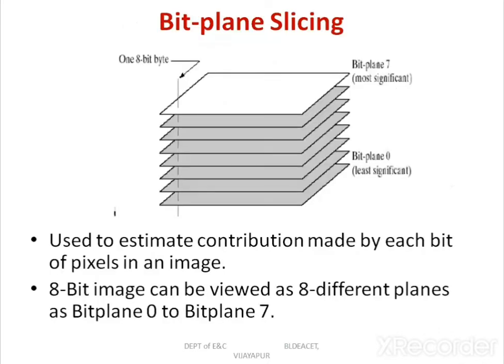Then we have the third piecewise linear transformation, which is called bitplane slicing. Dear students, we know that an image can be represented using a certain number of bits. Suppose you have an 8-bit image, the meaning is that to represent each pixel of the image, we use 8-bit values.